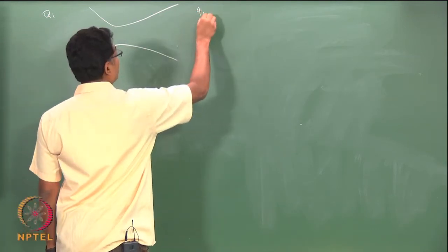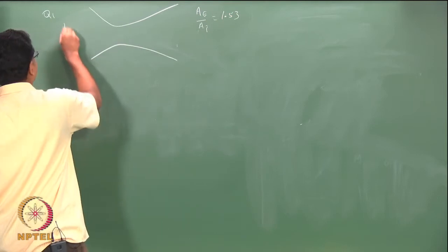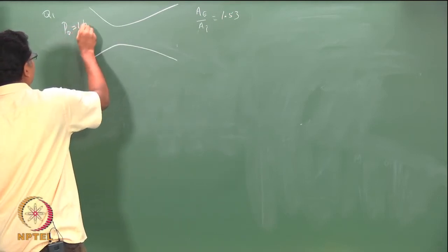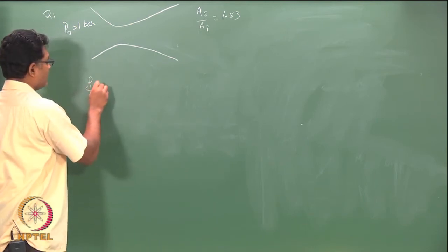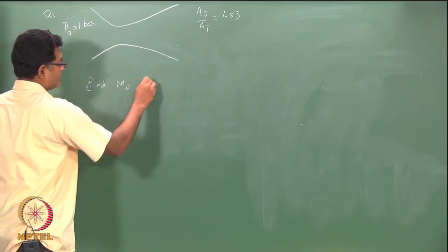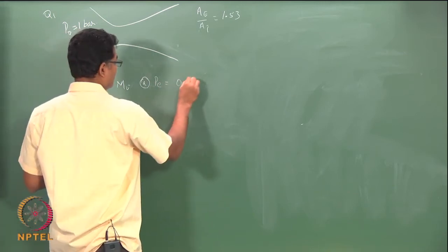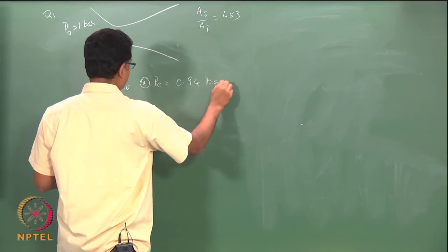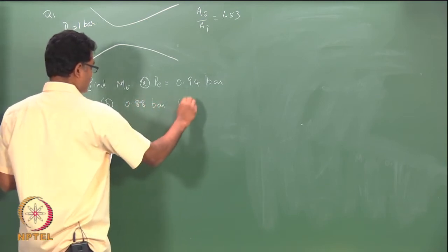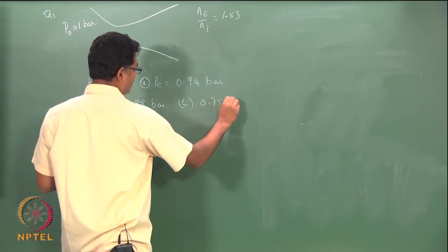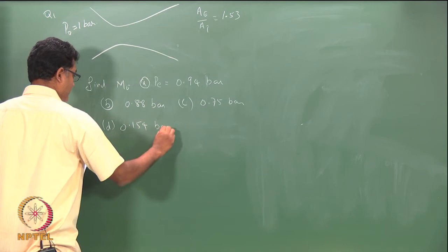Nozzle AE by A throat is given as 1.53, P0 is 1 bar, find m exit for P exit to be A 0.94 bar, B 0.88 bar, C 0.75 bar, and D 0.145 bar.